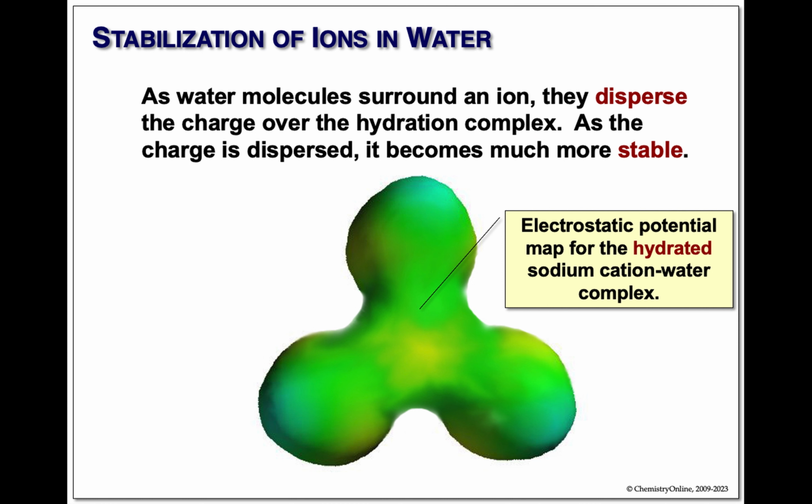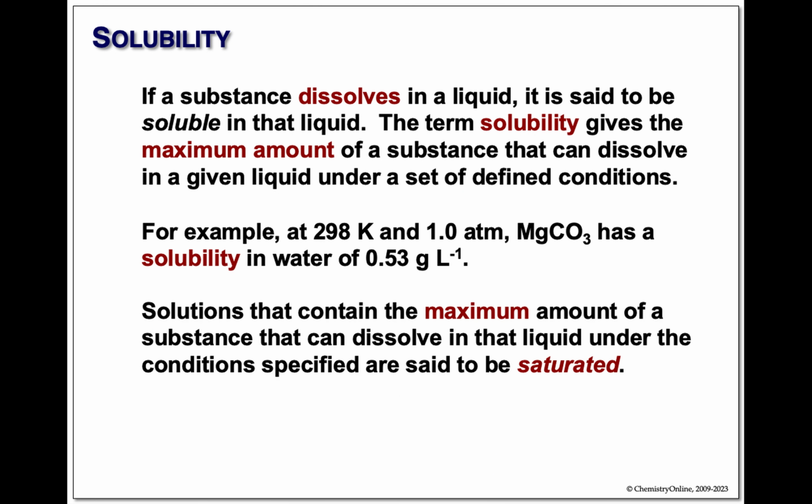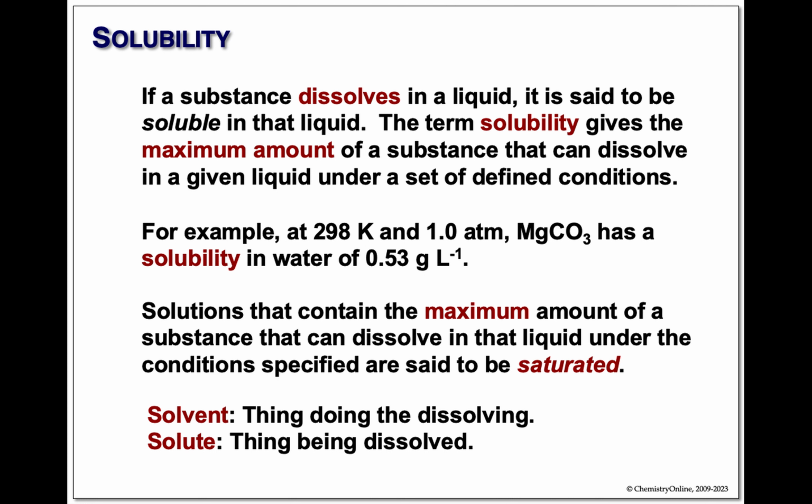Let's talk a little bit about solutions in general and the concept of solubility. If something dissolves in a liquid, it's said to be soluble. Solubility actually refers to an amount. The solubility of magnesium carbonate is 0.53 grams per liter of water. So it's a number. The term solubility is a number.